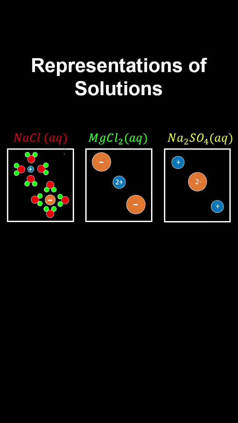Particulate representations can be used to communicate the structure and properties of solutions. So for example, when an ionic compound, sodium chloride, dissolves in water, it dissociates into a 1-to-1 ratio of sodium cations to chlorine anions. Because sodium is an alkali metal and chlorine is in the halogen group, these each carry a charge to make this ionic compound electrically neutral.